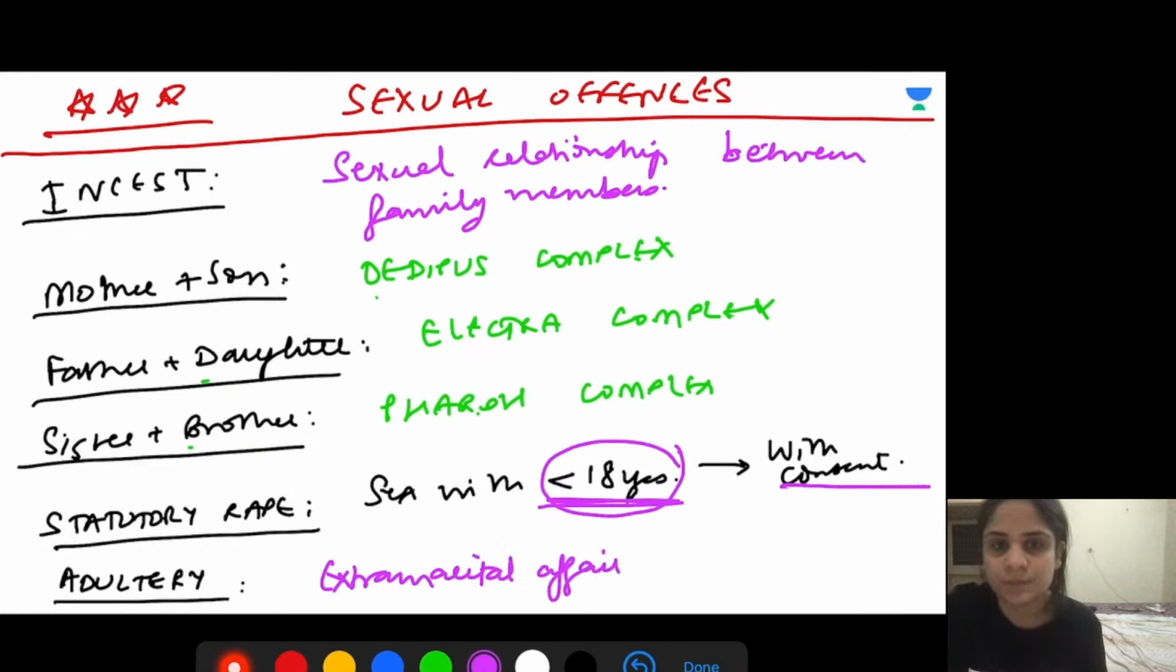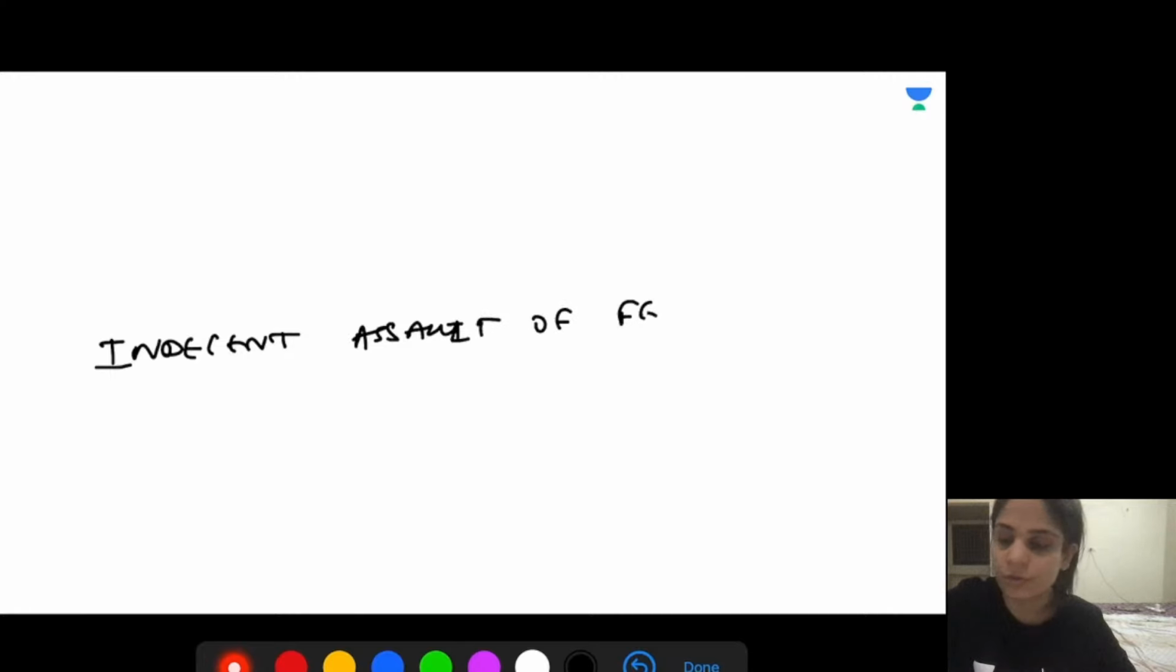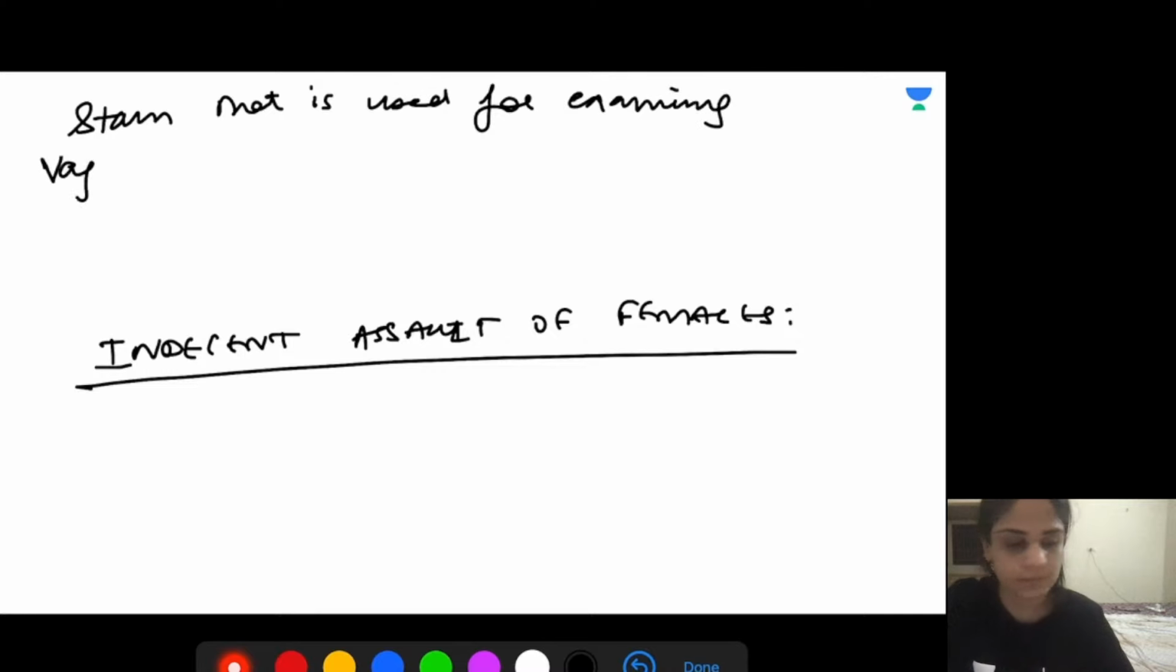Now tell me examples of indecent assault. When you say indecent assault, they can give you 4 options and ask you which of these is an indecent assault of females. So give me 4 examples of indecent assault of females, and before that also tell me there is a stain that is used for examining vaginal cells. What is the name of that stain? 2 stains in fact, not just 1 stain.